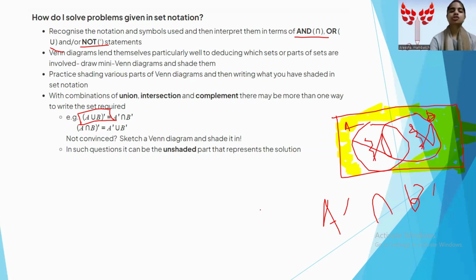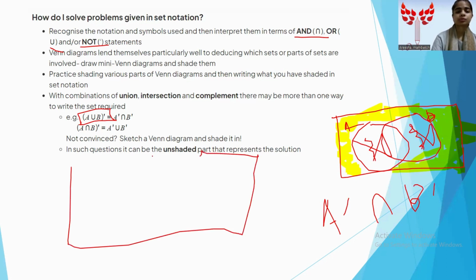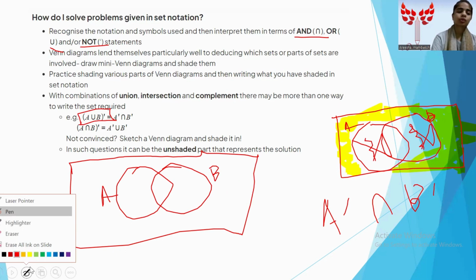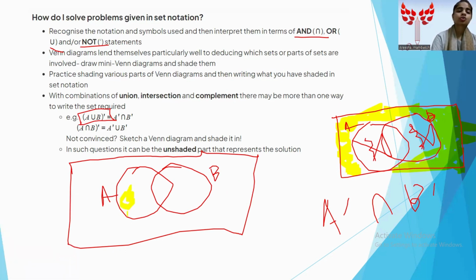Similarly, for A intersection B complement, we can draw A, B, A intersection B. Let's say this is A, this is B. Intersection is only this part. So if you want to do intersection complement, everything except the middle part is shaded.